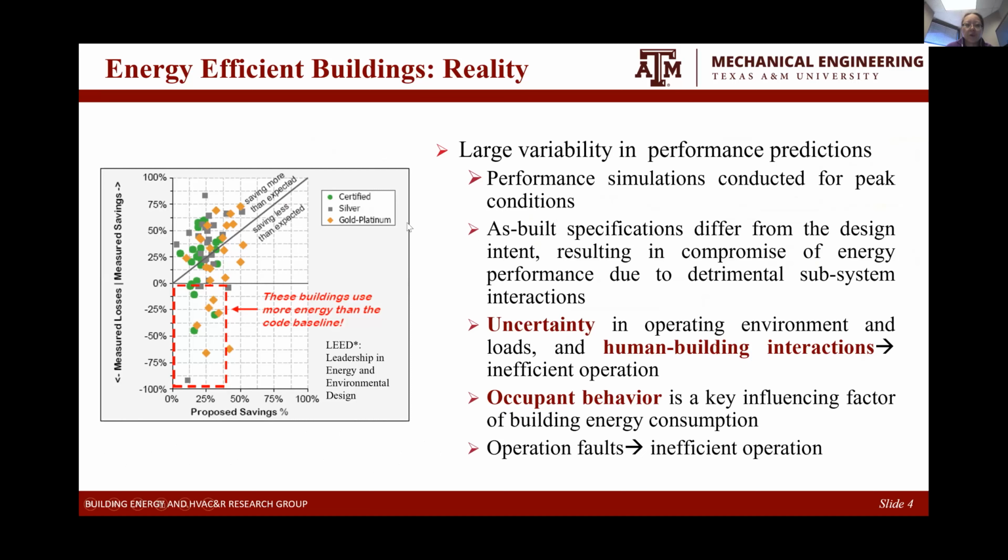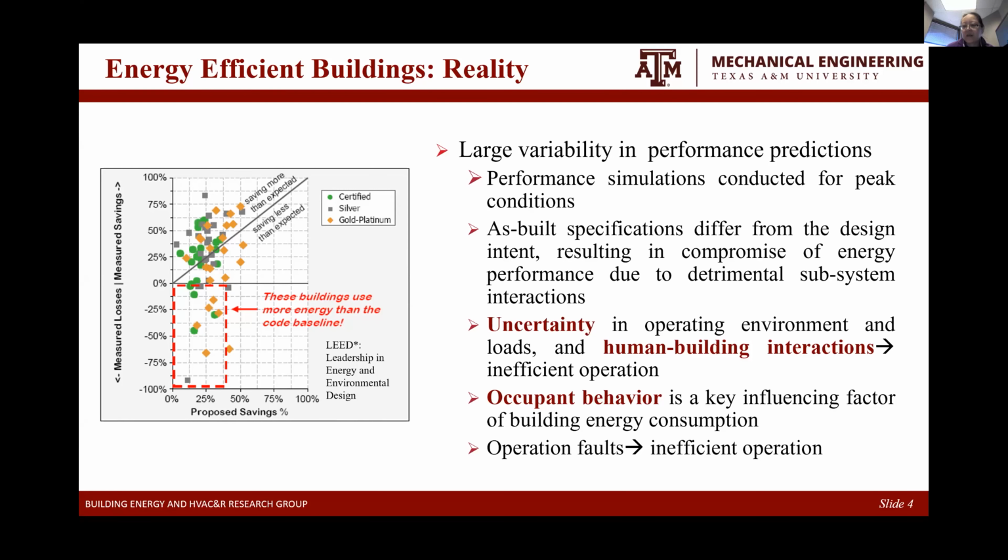So here I'm showing just some examples. This example is from the Leadership in Energy and Environmental Design rating system. The X-axis is the proposed savings used in the simulation during the design stage. The Y-axis is the actual measured savings when the building is occupied. For those buildings, they are saving more than expected. For those buildings, they're saving less than expected. For those buildings, they actually consumed more energy than the code baseline.